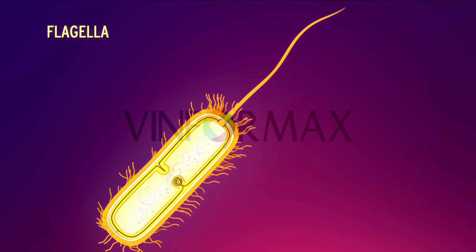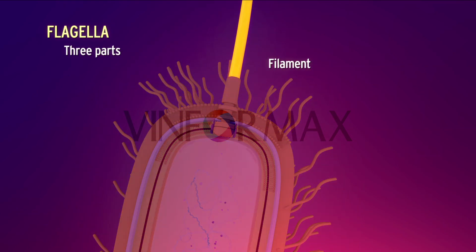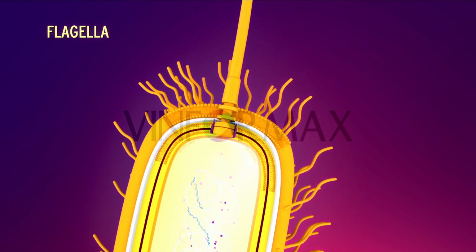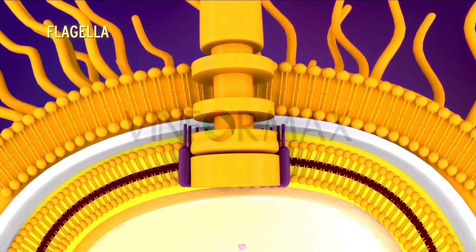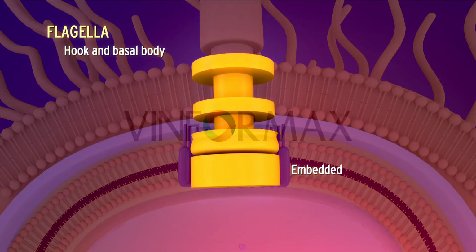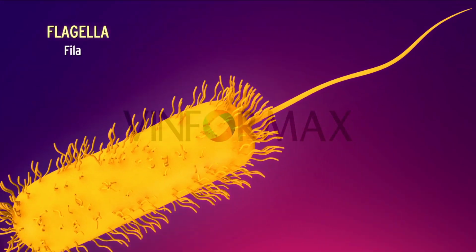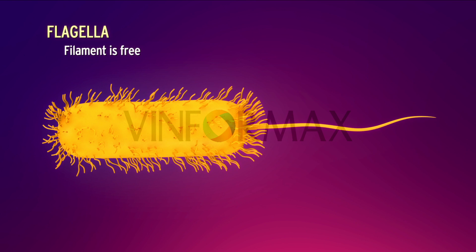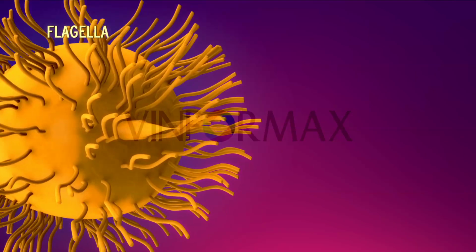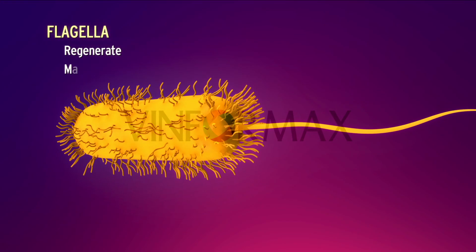The flagellum comprises three parts: filament, hook, and basal body. The flagellum is attached to the cell body by the hook and basal body, while the hook and basal body are embedded in the cell envelope. The filament is free. If a flagellum is cut off, it will regenerate until it reaches a maximum length.